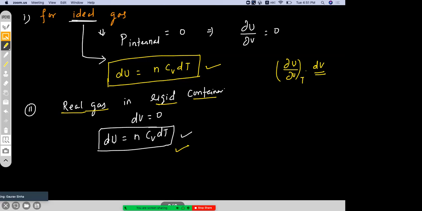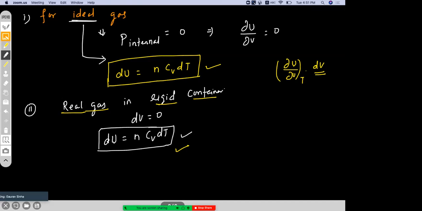Okay, so we have done this. Always keep this in mind. You see one thing, dU is equal to nCvdT. What is Cv over here? It is the molar heat capacity at constant volume.